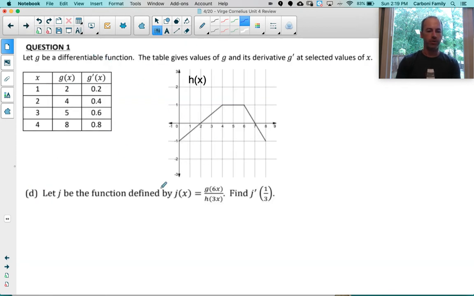So moving on to part D. We are dealing with g and h this time, and we have a function j. I want you to find j prime of 1/3. J is a quotient, and this is going to be a little bit of an ugly quotient.